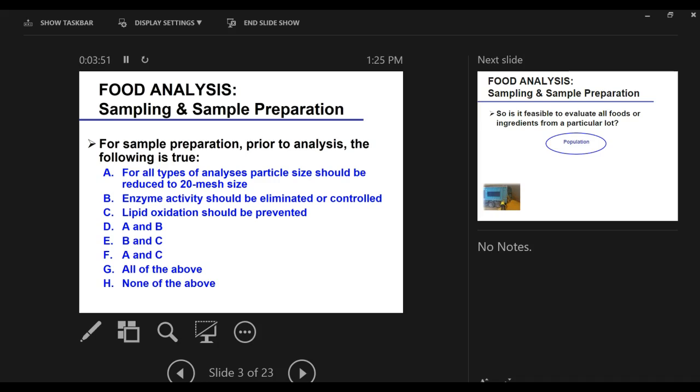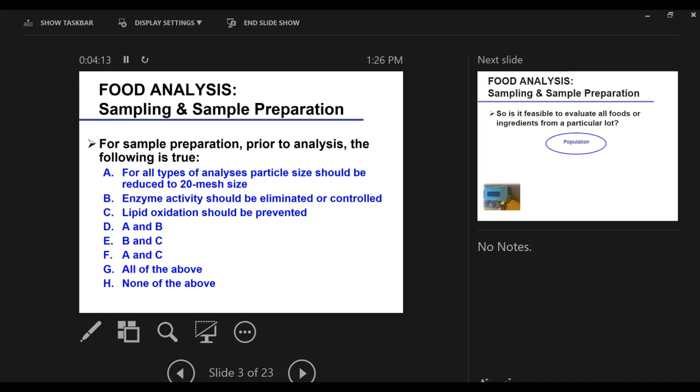Yes, it's B and C. Definitely you don't want any enzymatic activity. You will change the nature of the sample. You will change the composition of the sample. So you don't want that to happen. You don't want lipid oxidation either. You're changing the flavor, you're changing the composition of fat. You are doing things to the sample that you don't want.